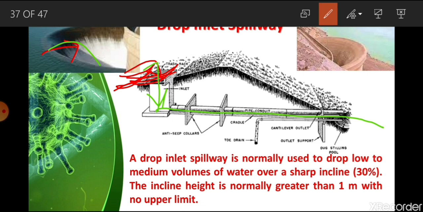A drop inlet spillway is normally used to drop low or medium volume of water over a sharp inclination of about 30%. Generally the drop height, say this is the drop, from this point to this point, is more than 1 meter. Then only it could be effective.